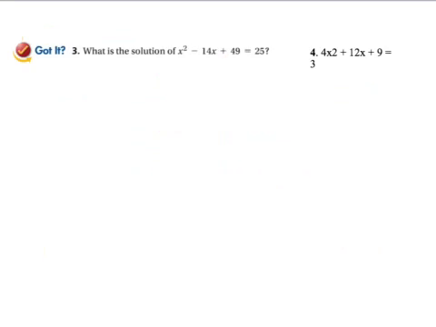So what's the solution of x squared minus 14x plus 49 equals 25? Again, look at the left side of your equation. Recognize that that's a perfect square trinomial. My A and my C values are both perfect squares. The C value is positive. So if I'm factoring just this left side, I have x minus 7 quantity squared equals 25.